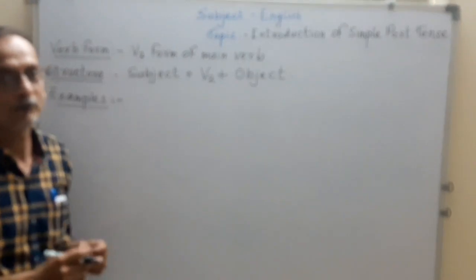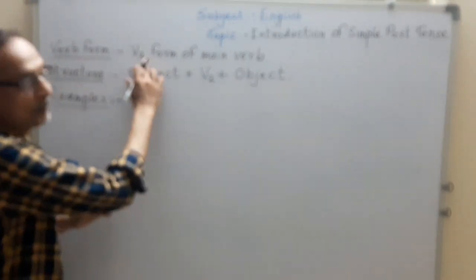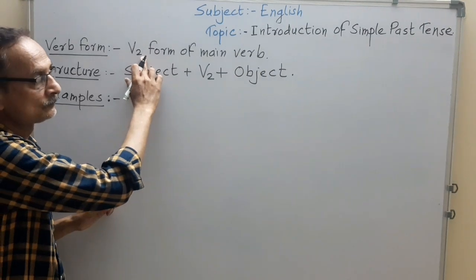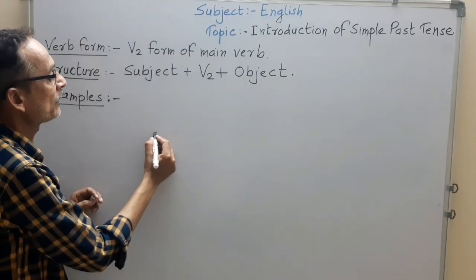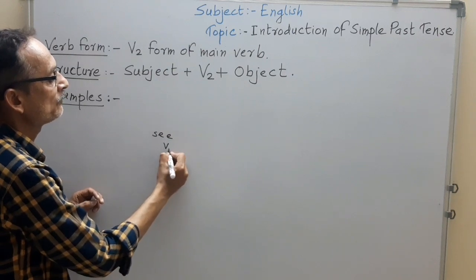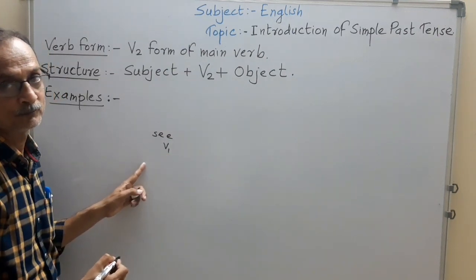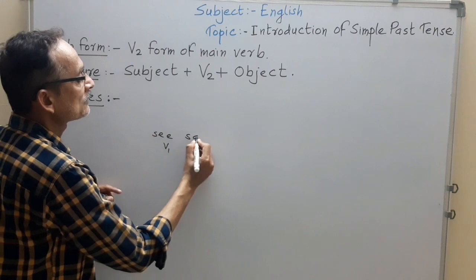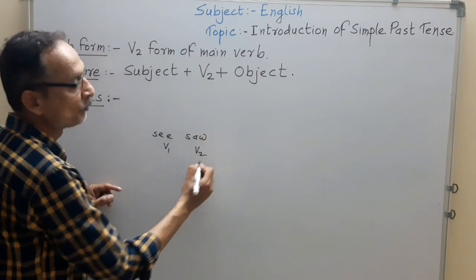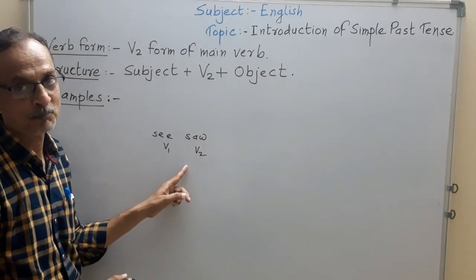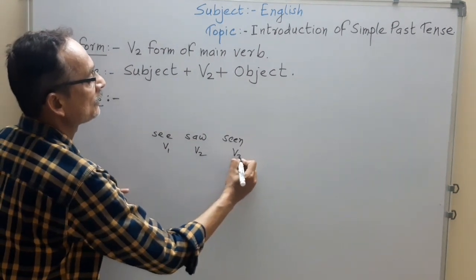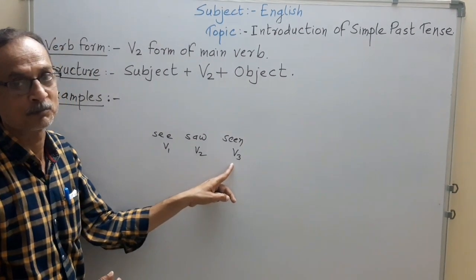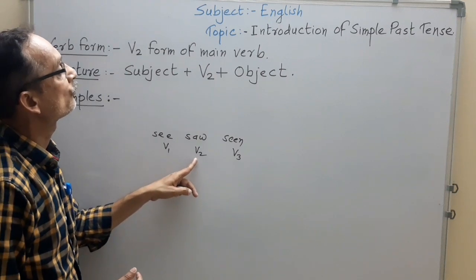We know V1, V2 and V3. Just like we take the main verb, V1 is the base form, V2 means past tense, the past form, and V3 means past participle. So we use the V2 form.